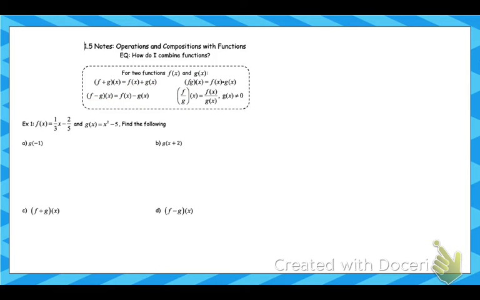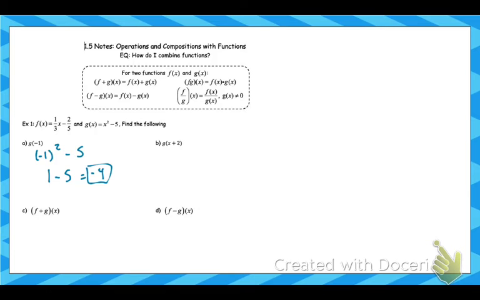So to review first, let's talk about how to evaluate a function. Okay, something we did these first few days. G of negative 1 means that you replace x in the g of x function with negative 1. So I would take that function and replace the x with negative 1. Negative 1 squared would be 1. 1 minus 5 would be negative 4.